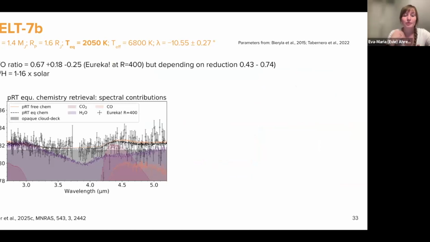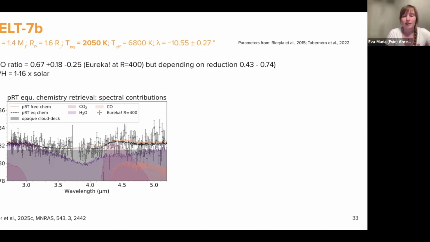I'm showing you now the transmission spectrum and the equilibrium chemistry retrieval here. The C-to-O ratio is much higher for these equilibrium chemistry retrievals, and it's also really dependent on reduction. And we find that the metallicity is slightly higher than solar.